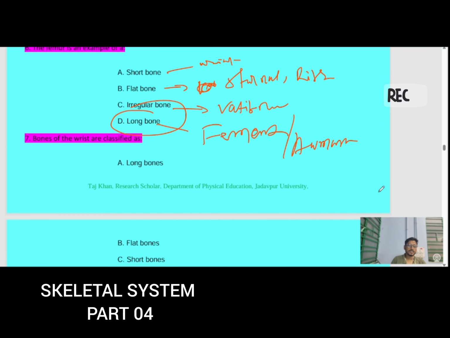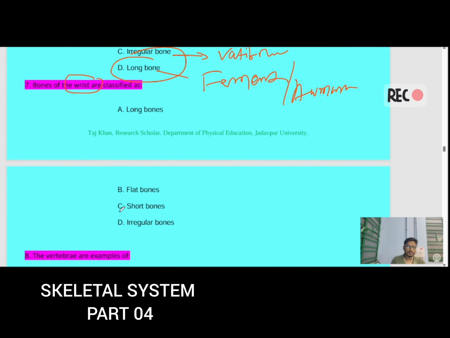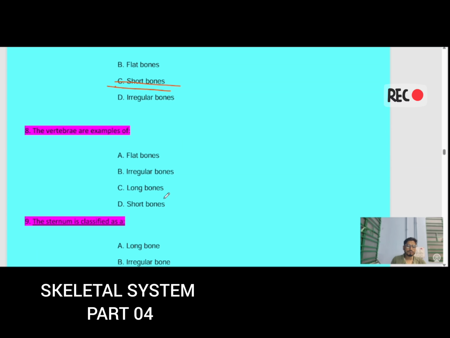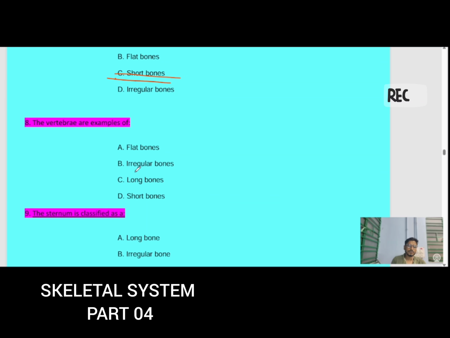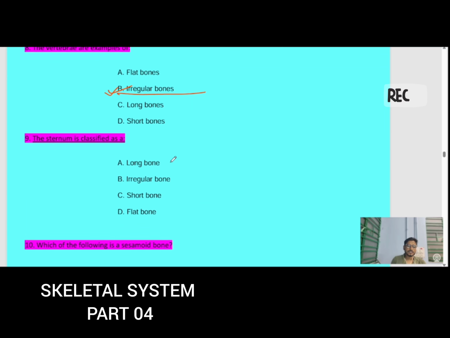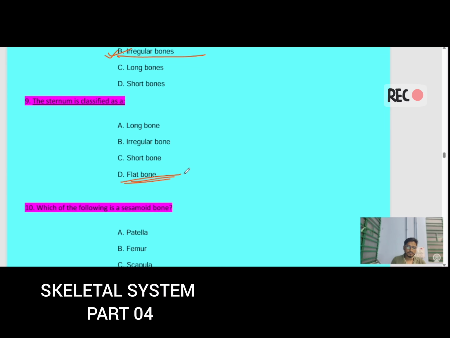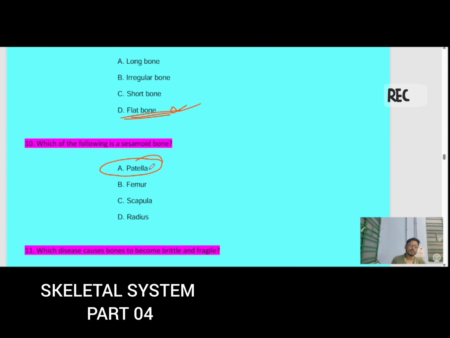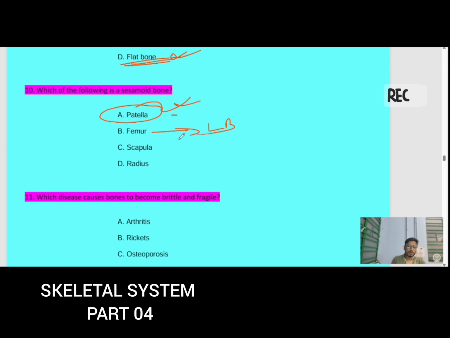The bones of the wrist are classified as short bones, okay. The vertebrae are an example of irregular bones. The sternum is also classified as a flat bone. Which of the following is a sesamoid bone? A sesamoid bone is a soft, embedded bone, the patella. Femur is a long bone, scapula is a flat bone, radius is a long bone, okay.